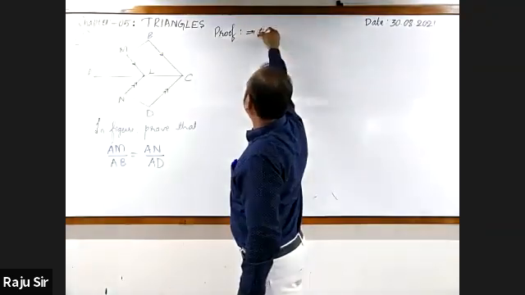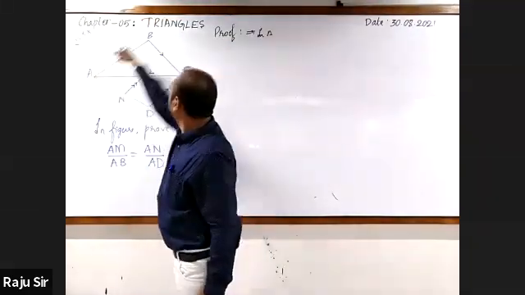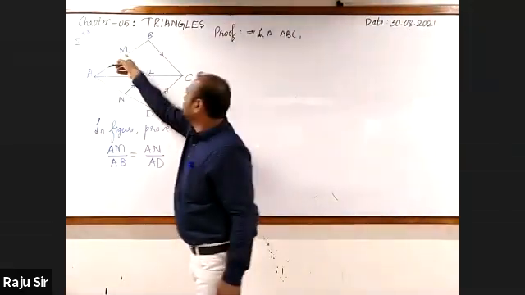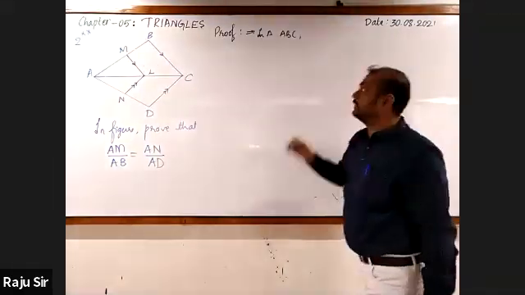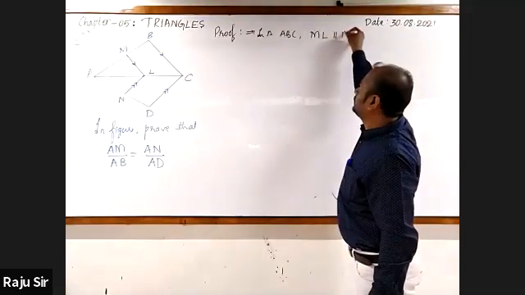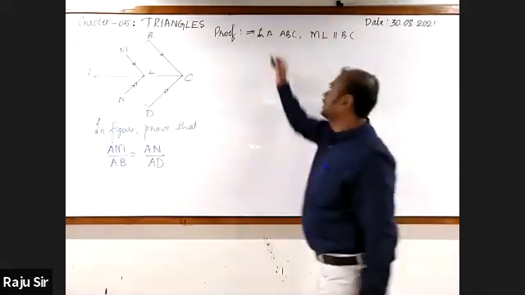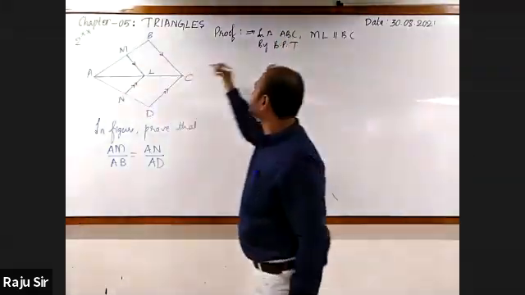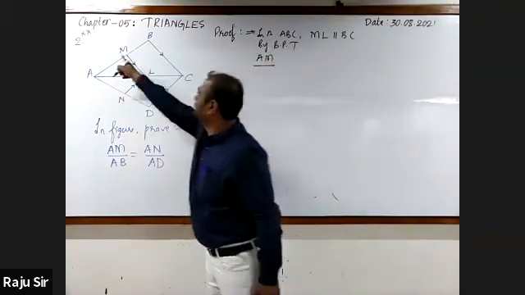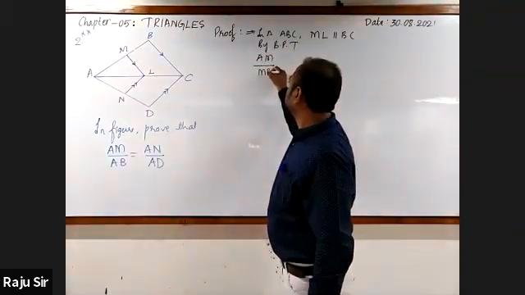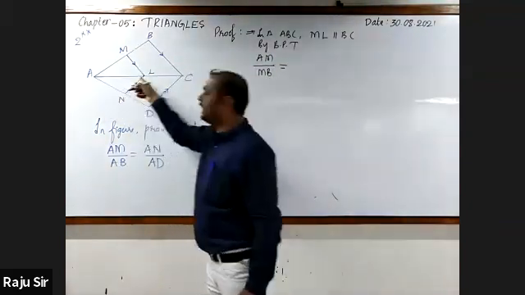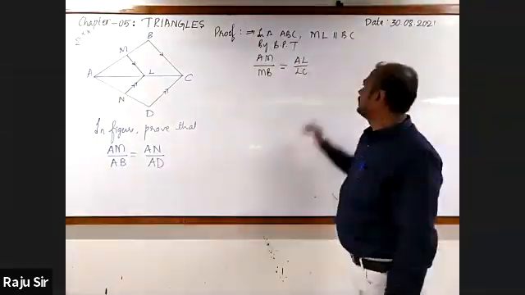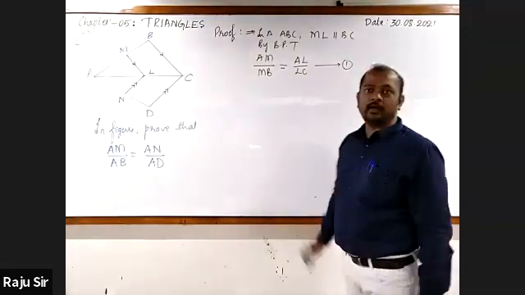In triangle, first is the upper triangle ABC. In triangle ABC, ML parallel to BC. Which theorem? BPT. How do you write according to BPT? AM by MB equal to AL by LC. Call it as statement 1.